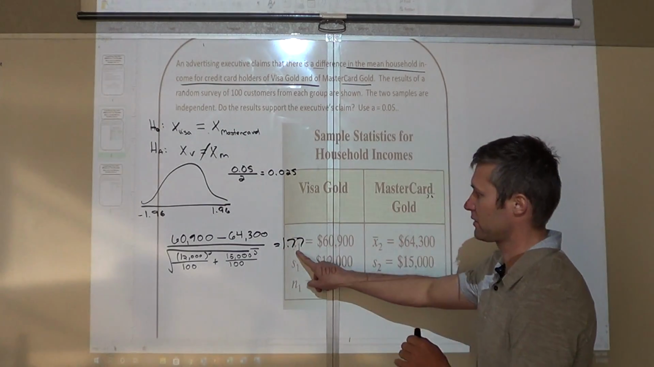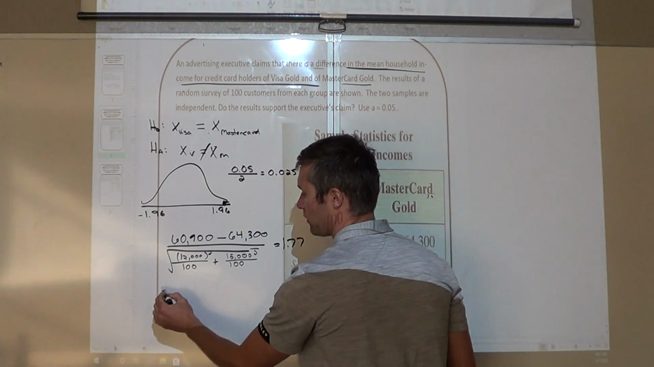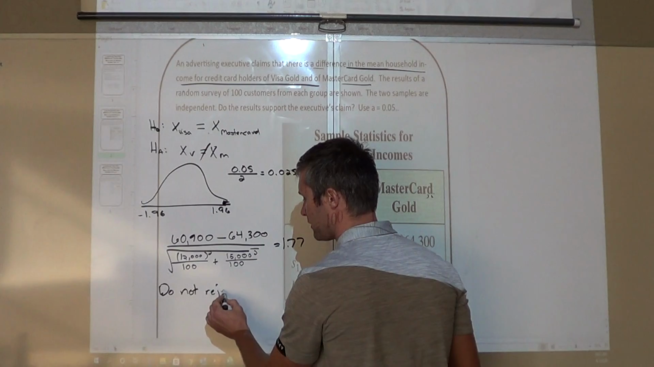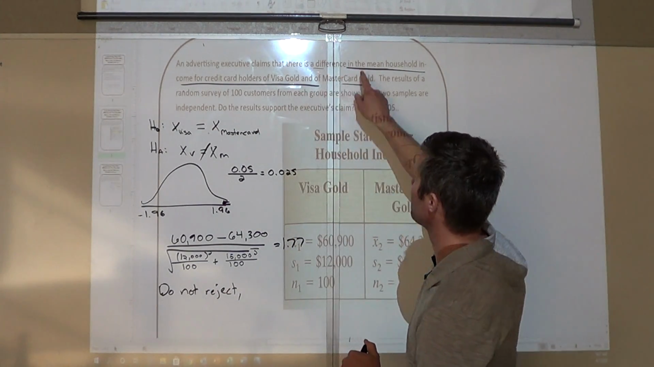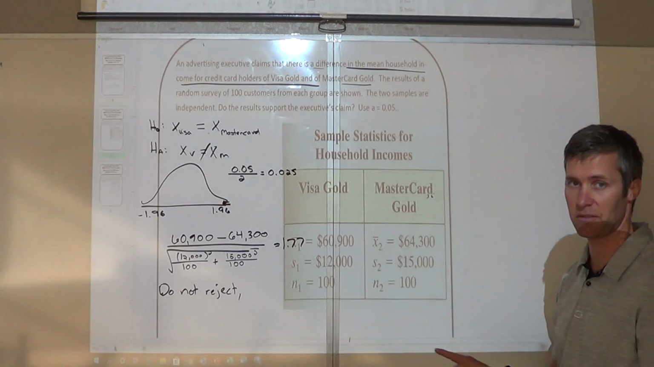So I compare this to that. Is that greater than that? Is it to the right of it? No. So we do not reject. So the claim is that there is a difference in the mean households. We do not reject, meaning there is no significant difference.